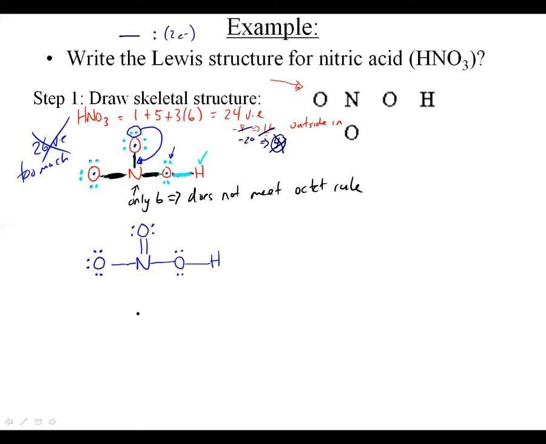Now you could have, if you wanted to, done the double bond to the guy on the left. If you drew the guy on the left as the double bond, it would have looked something like this. And either one of these molecules would have been perfectly fine to draw for the Lewis structure.